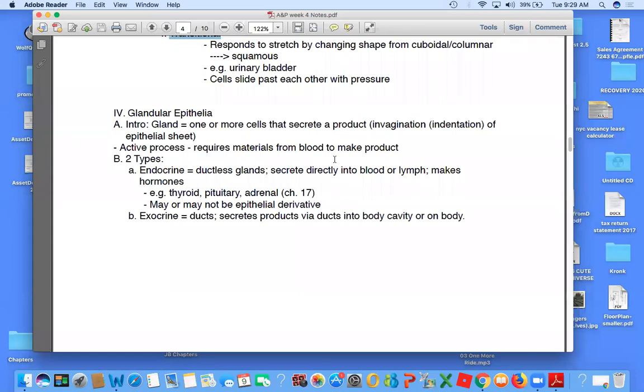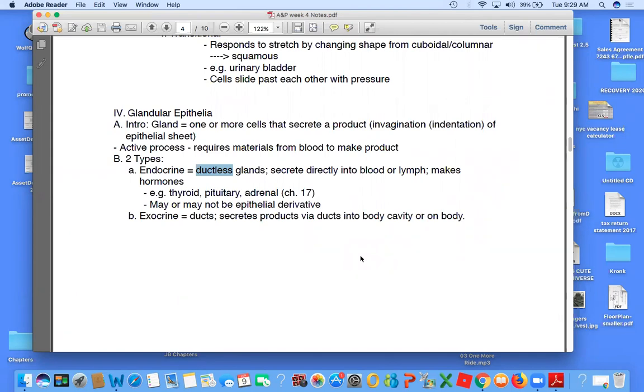It makes stuff. It's an active product that makes materials from the blood and releases it back to the blood. And we have 2 types of glands, everyone. Endocrine glands, exocrine glands. Endocrine glands are known as ductless glands. That means what's a duct? I'll show you a duct.